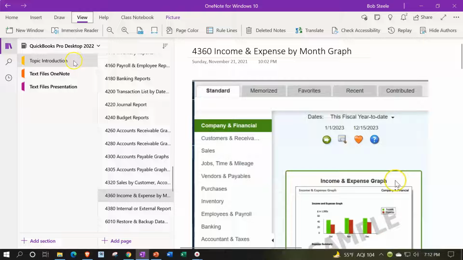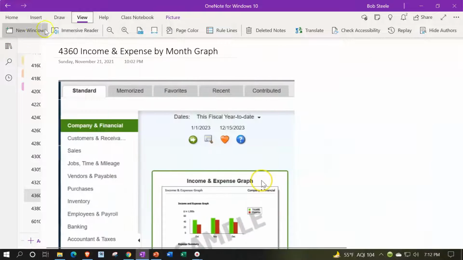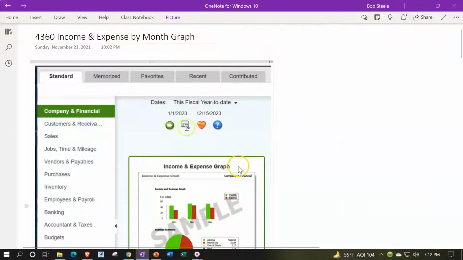Topic Introductions are designed to give an introduction to the topic, provide screenshots, links where applicable, give accounting background, and to complement the presentations, and can be used to follow along with the presentations if you don't have access to the software at that time.